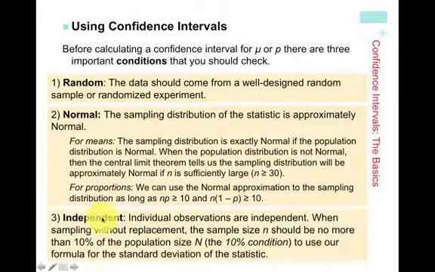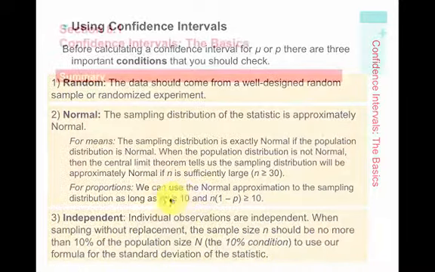And finally, our individual observations, our trials, must be independent. And if they're not independent, if we're sampling without replacement, the sample size n should be no more than 10% of the population. That is our 10% condition. We saw that last unit also, and we need this condition to be in place to use our formula for the standard deviation of the statistic.